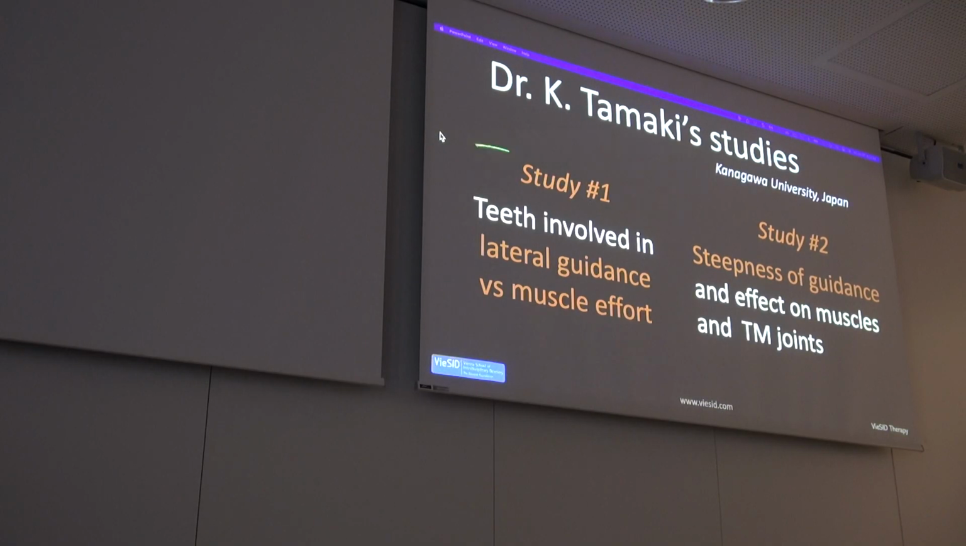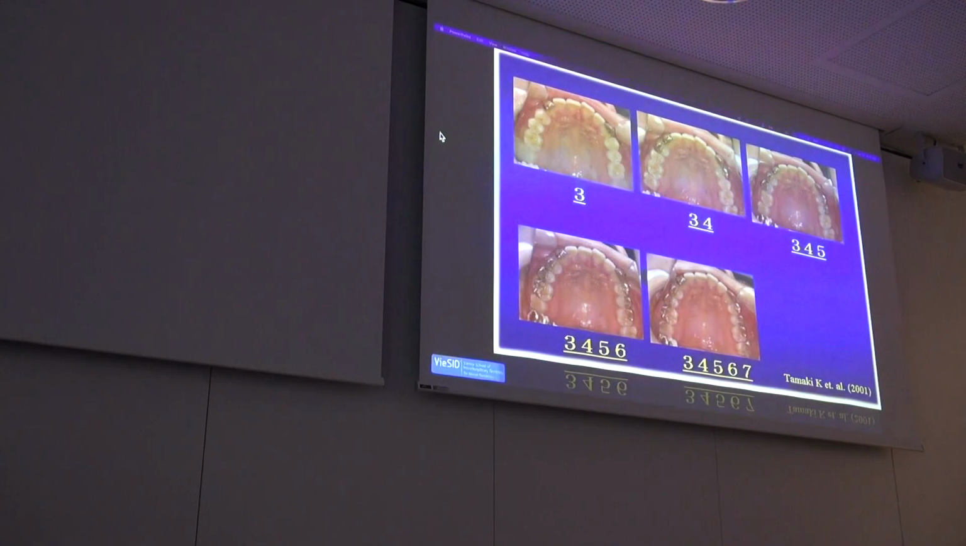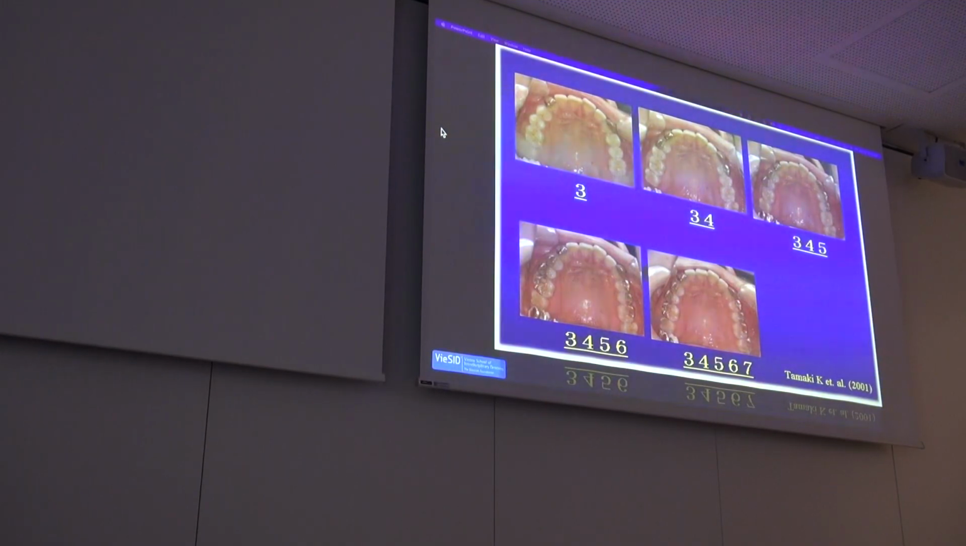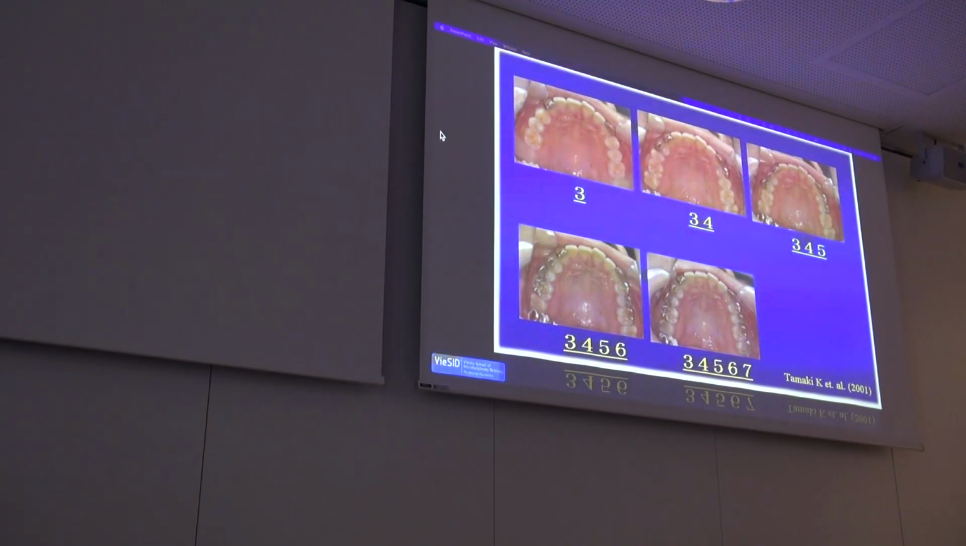You're looking at how much muscle it takes with how steep a guidance, and the effect on the muscles and the joints as you steepen that guidance. So, the first study here: he's going to take a nice dentition, study this with EMG, and artificially create guidance on the threes. So that will be the dominant guidance.